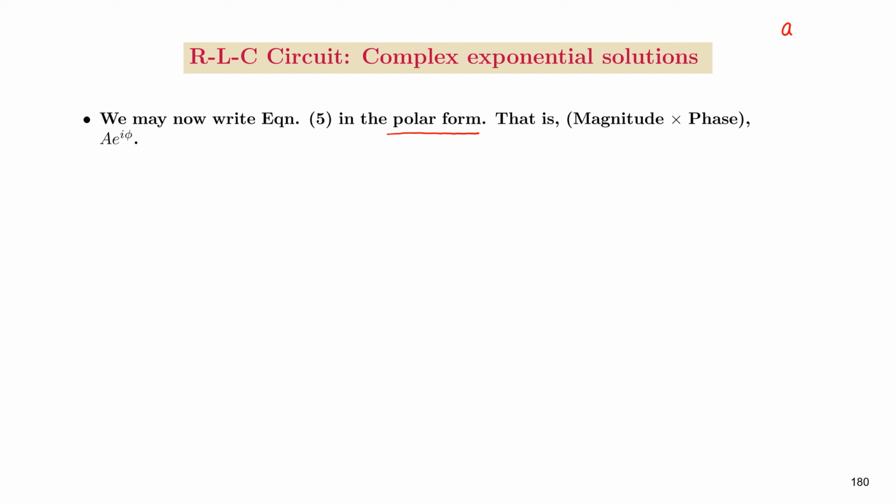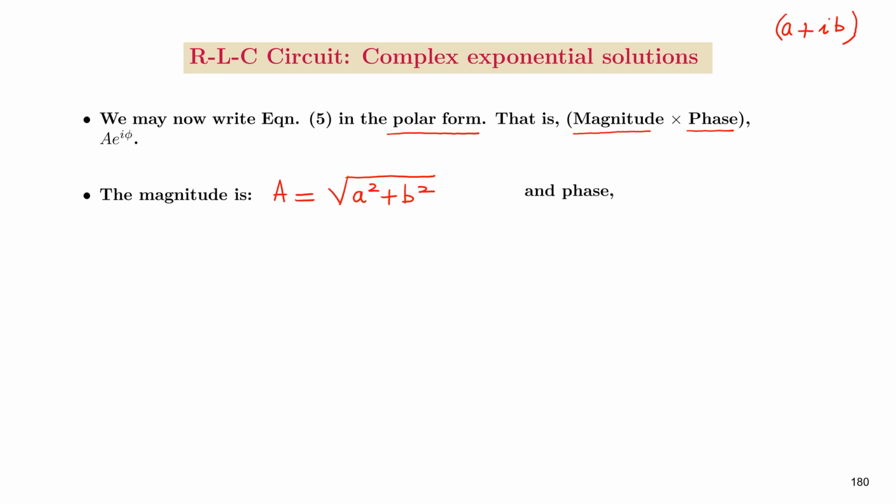That is, if a complex number is A plus iB, then in the polar form, it can be written as the multiplication of magnitude and phase angle. If the complex number is A plus iB, then its magnitude will be A equal to square root of A square plus B square, and the phase would be phi equal to tan inverse B by A.